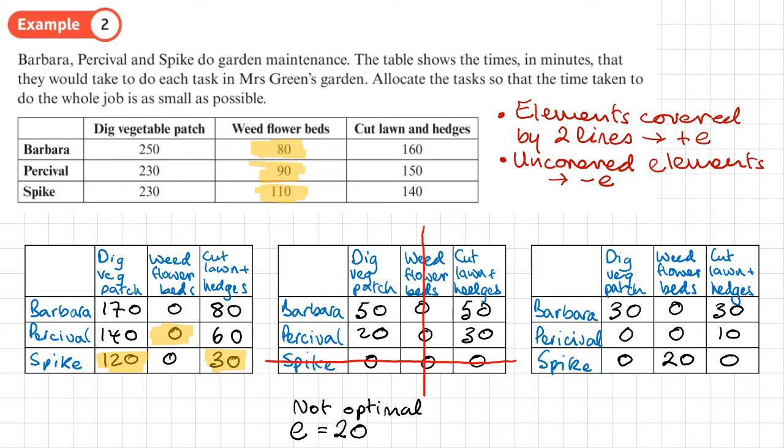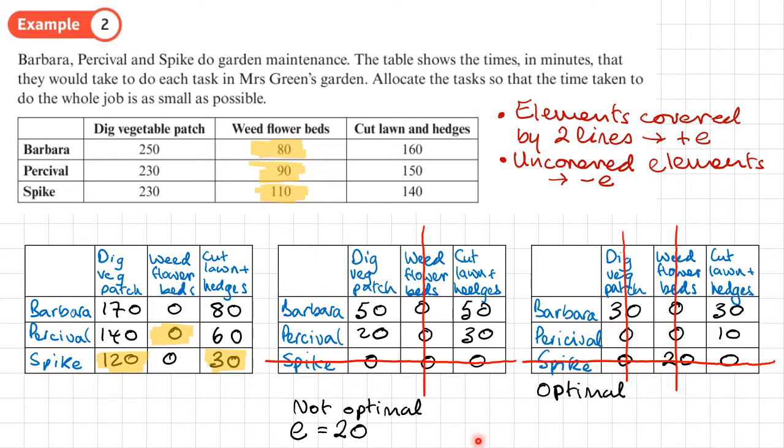Now, with this, the minimum number of lines needed to cover all of the zeros is 3. So we've now found an optimal solution. So I'll just write down this is optimal. And since it's optimal, we can start allocating workers to tasks.